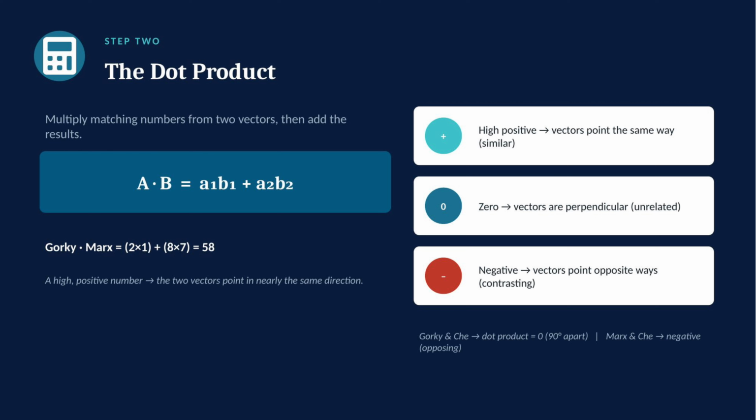Here is the cheat sheet. A high positive number means similar, 0 means the vectors are perpendicular, completely unrelated, and a negative number means they point in opposite directions. In fact, Gorky and Che come out to 0. They are at a 90-degree angle. And Marx and Che come out negative, pointing in opposite directions. So far, this matches our intuition perfectly.